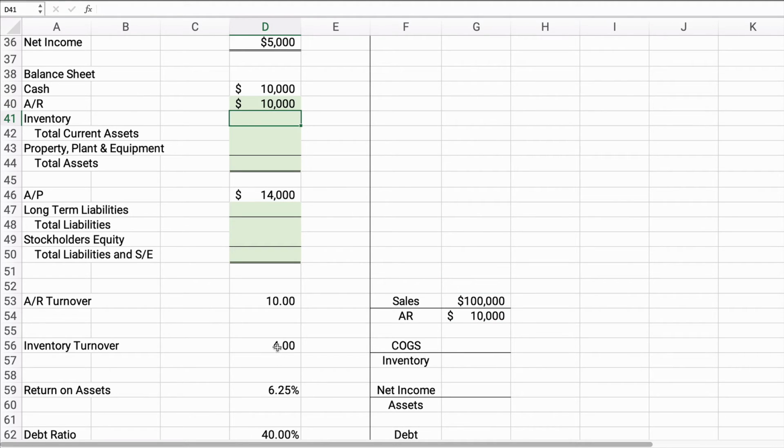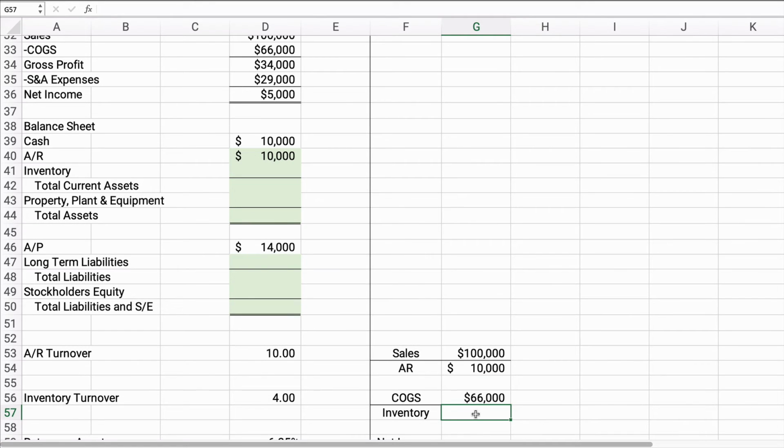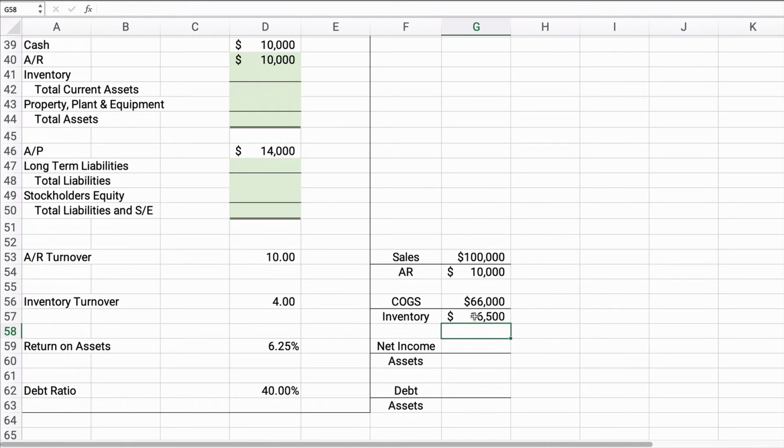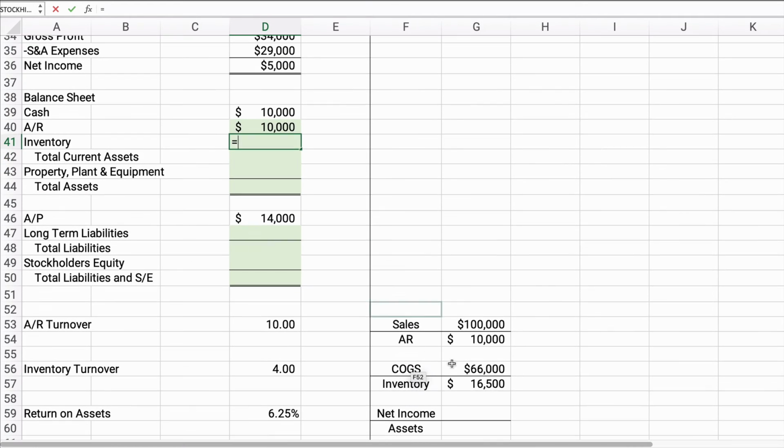Okay? Now our inventory turnover is cost of goods sold divided by inventory, and we know it's 4. We do know our cost of goods sold is 66,000. So if we take 66,000 divided by 4, then we must have inventory of 16,500. So our inventory is 16,500. Okay, we're working our way down the balance sheet. Now, what is our total current assets? Well, apparently it's 36,500. Now, we either need to know our property, plant, and equipment or our total assets, and we can get the other one.